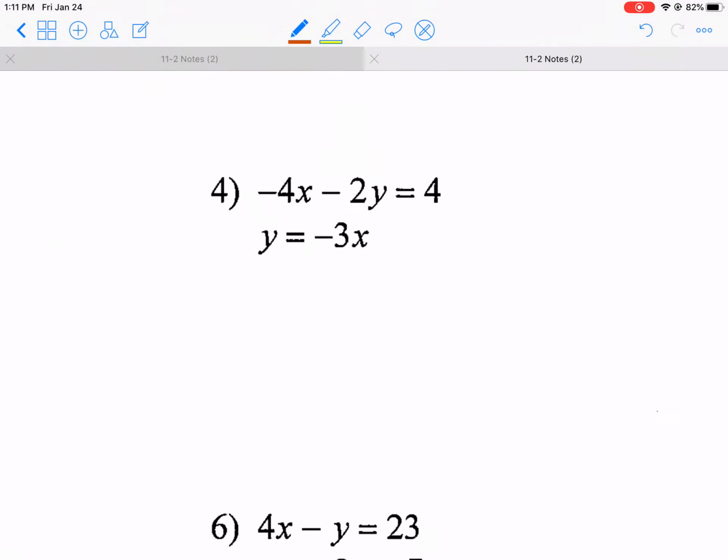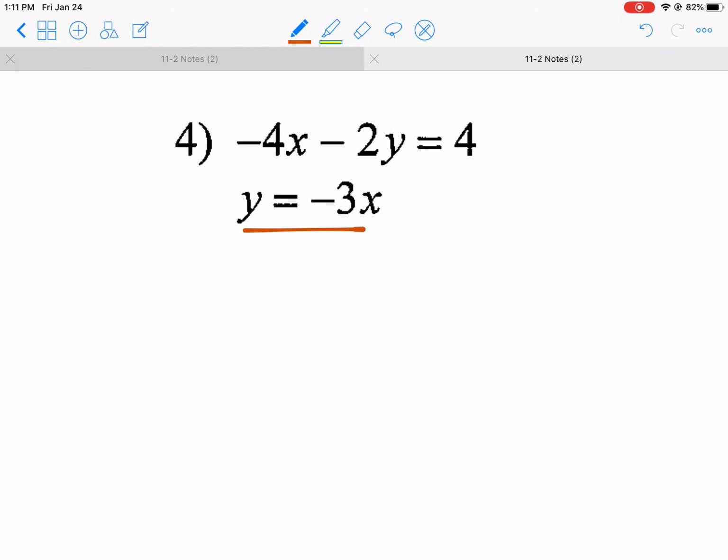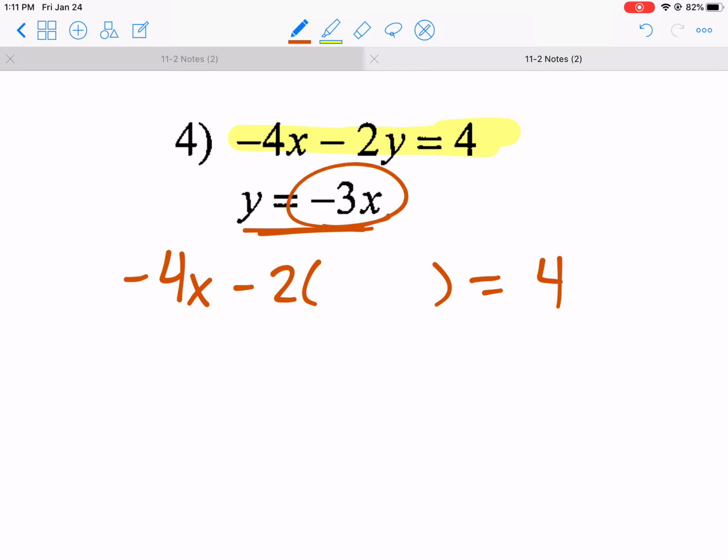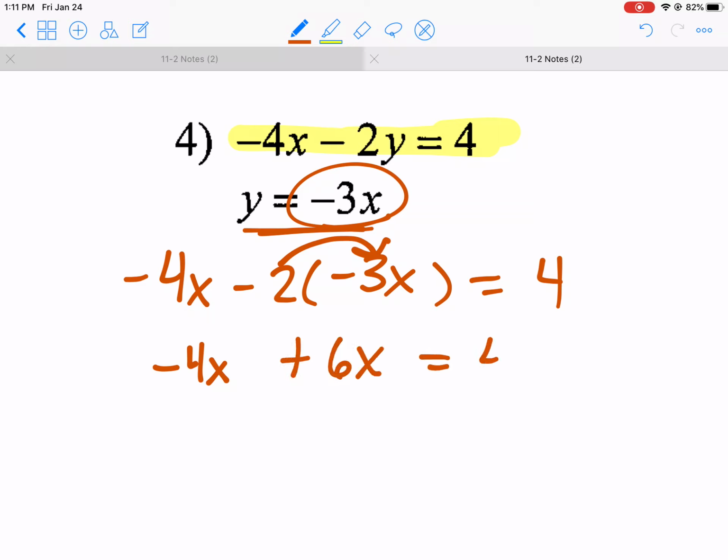One of our equations is solved for y. We've got y equals -3x. So what I'm going to do is rewrite the other equation. And the place where there's a y, I'm going to put a set of parentheses because I'm not going to put y there. Instead, I'm going to put the thing that y equals, which is -3x. We said that y equals -3x, so I can substitute this and solve my new equation. So we still have -4x, but then we're going to multiply -2 times -3x. That will give us +6x equals 4.